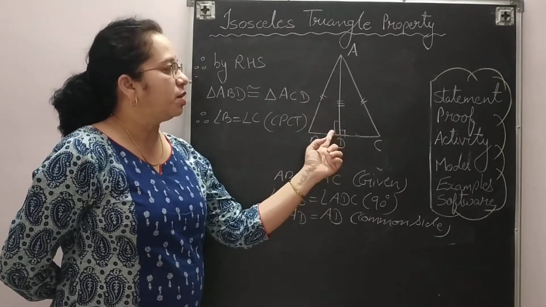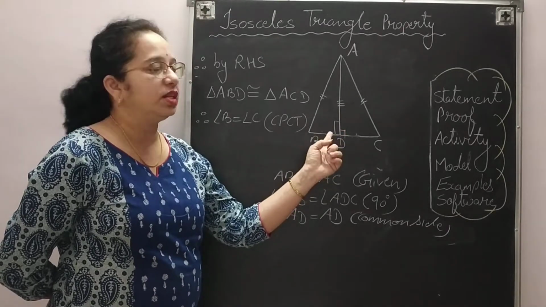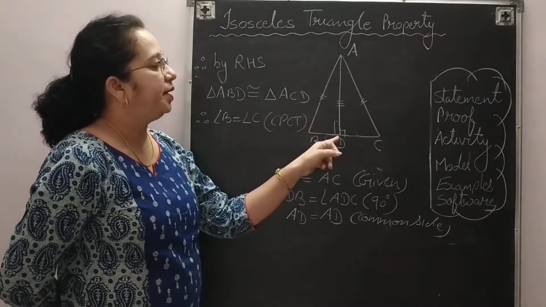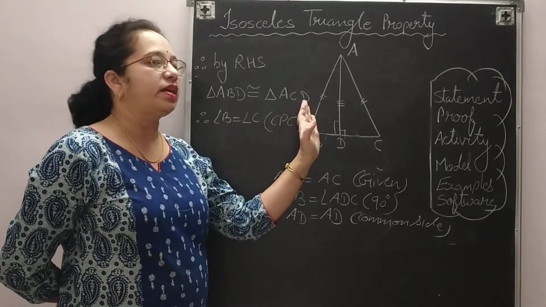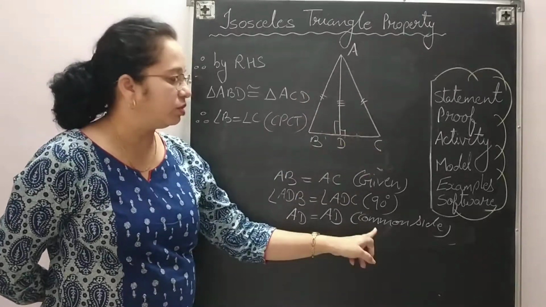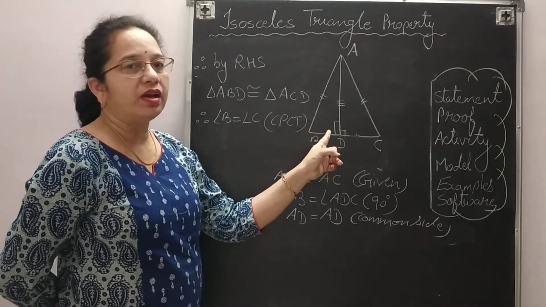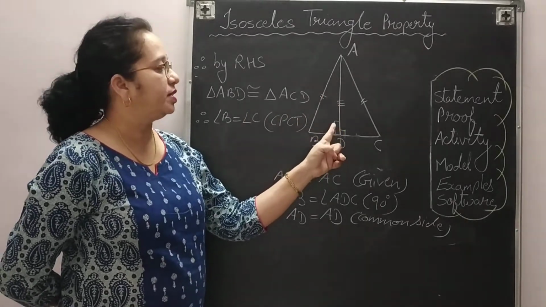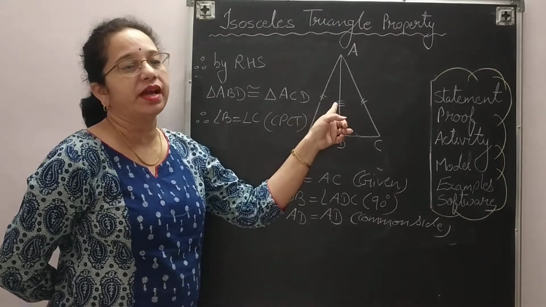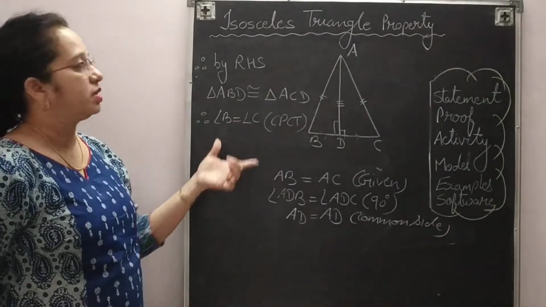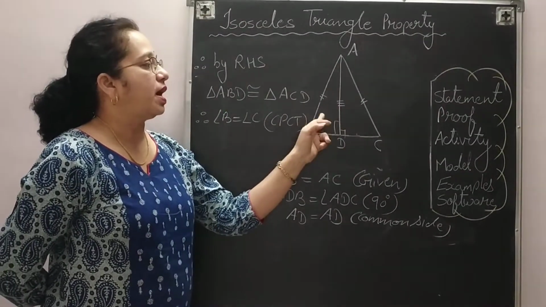By construction, by 90 degrees, we got this angle equal to this angle, and side AD is common in this triangle also and in this triangle also. So this is common. So we got here three things: two sides and one angle. Since this is a right angle, we can say right angle, hypotenuse and side. So by RHS congruence condition, these two triangles are congruent.